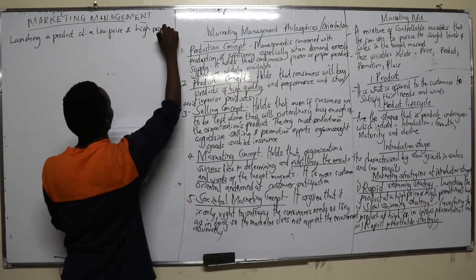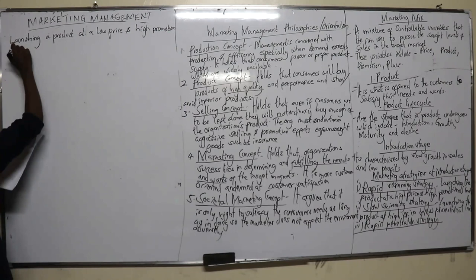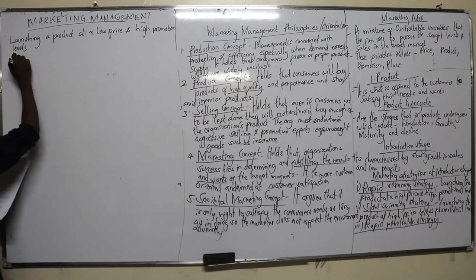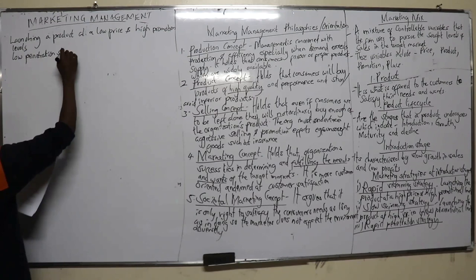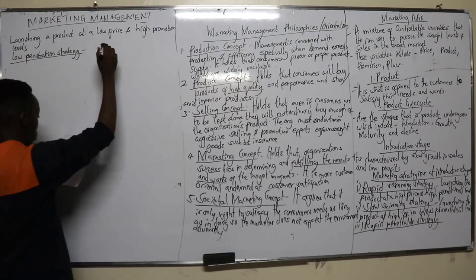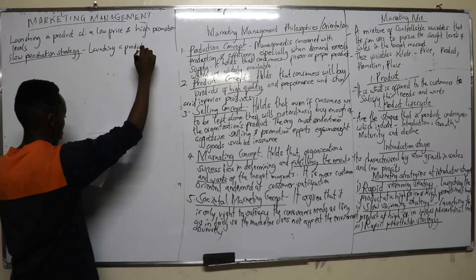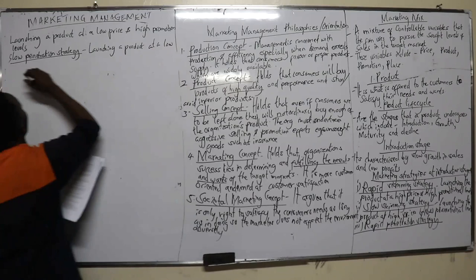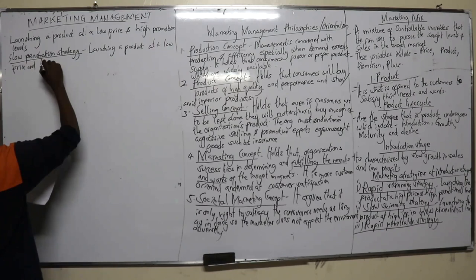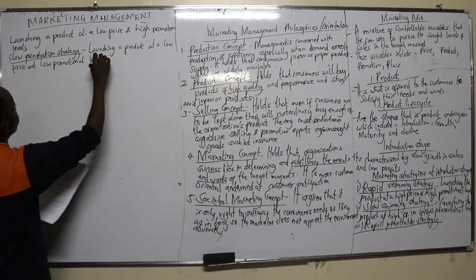And high promotion level. And then also for low penetration strategy, or slow, so this is slow penetration strategy. So this is launching a product at a low price and low promotional levels. Mostly this kind of goods may be the inferior goods also.